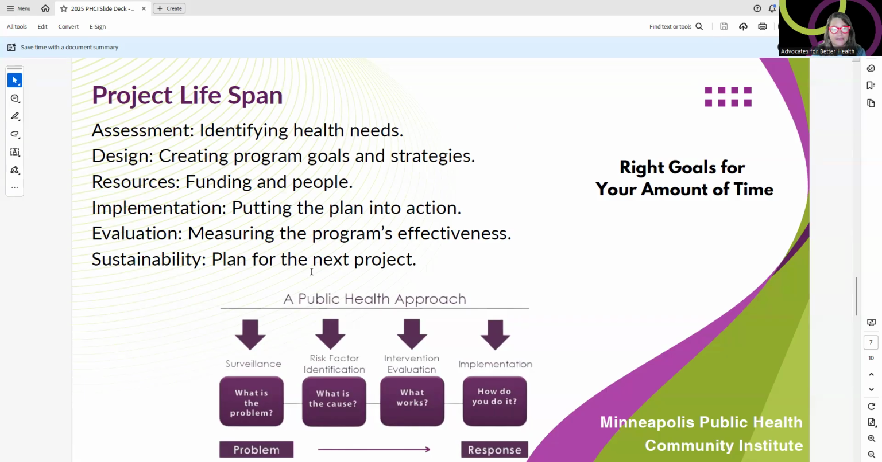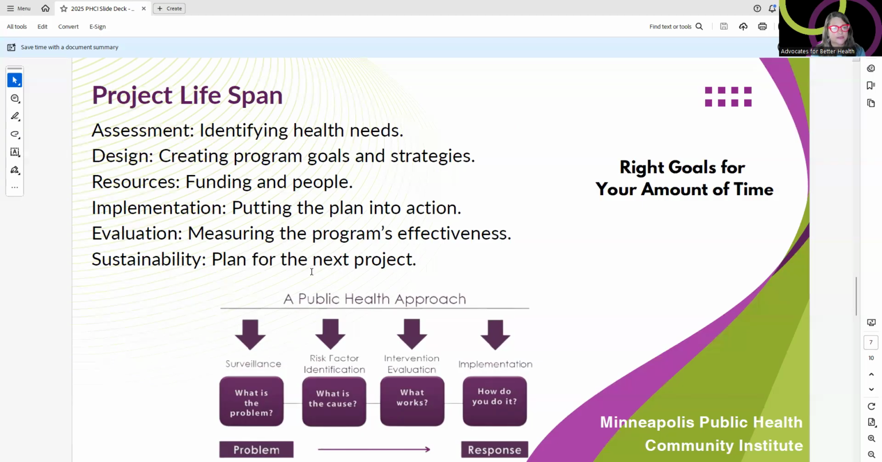You're probably right at the assessment level. You are a community member who's identified a health need in a community that you want to work in or a population that you want to work in. You started to design, so you're creating your program goals and strategies. What will change after your project is completed?